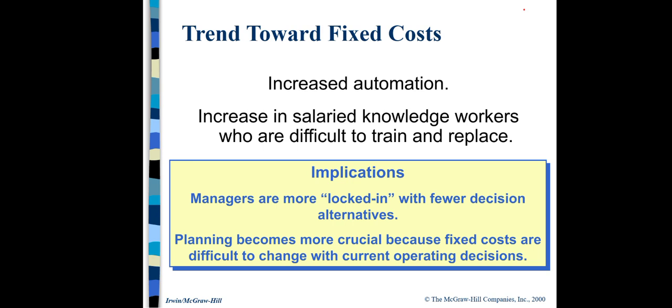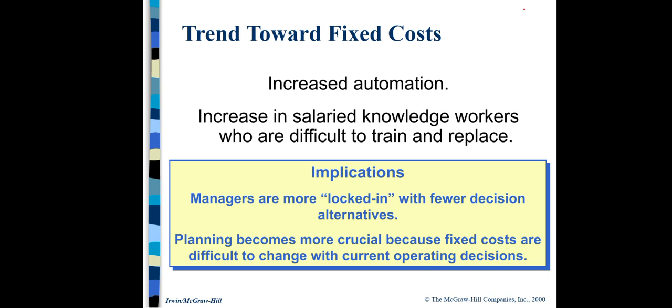Trennya itu towards the fixed cost. Jadi karena itu termasuk fixed cost, gaji dan biaya pelatihan, maka itu tidak apa-apa. Namun there is the negative implication of the trend towards fixed cost. The first implication, managers are more locked in the fewer decision alternatives. And the second implication, the planning becomes more crucial because fixed costs are difficult to change with current operating decisions.